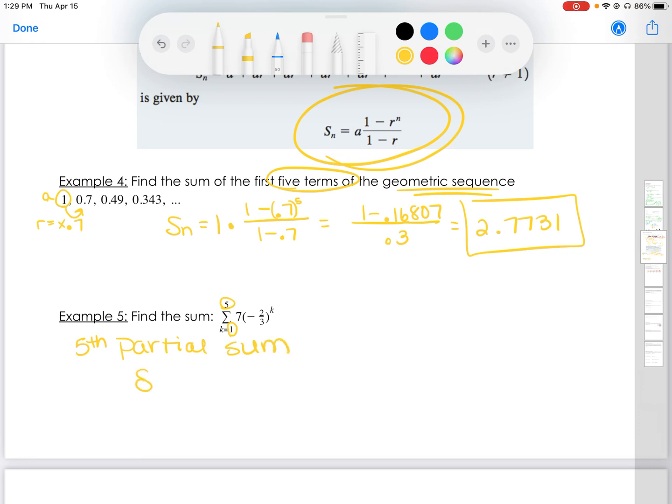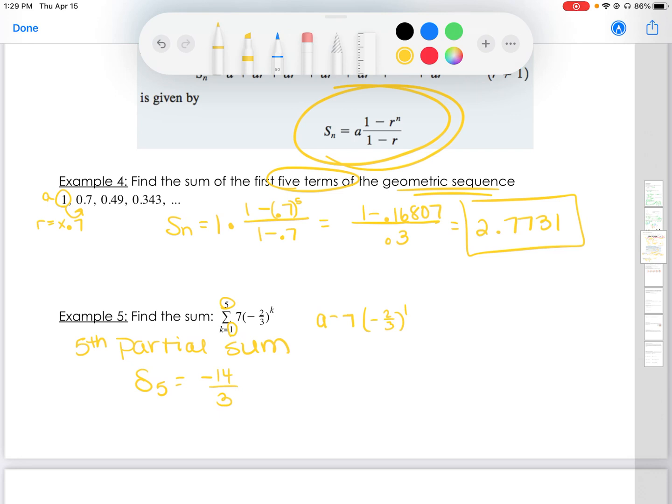So S sub 5 is really going to be equal to a. So our first term, if we plug in 1, is 7 times negative 2 over 3 to the 1st power. I'm sorry, not r, 7. I don't know why I said r. So that's negative 14 over 3. That's my a.